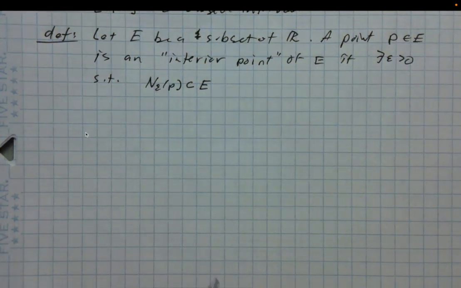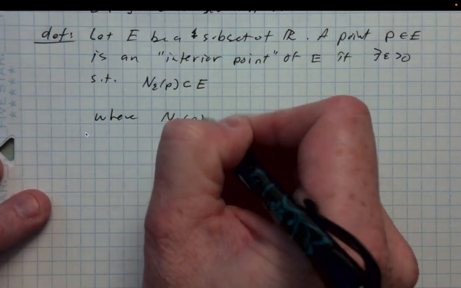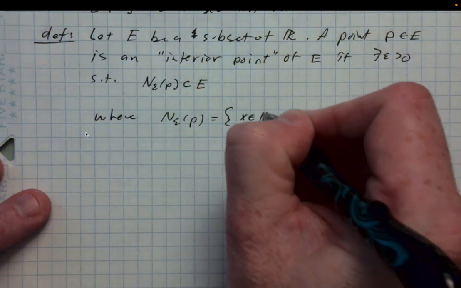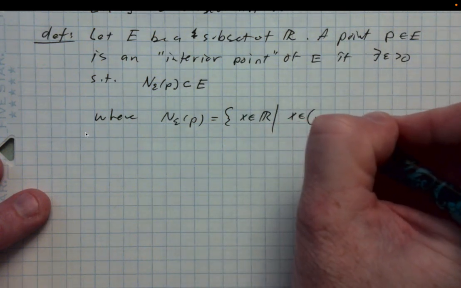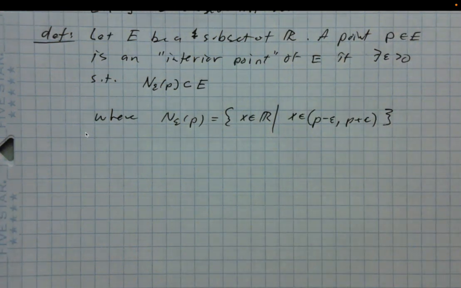Now remember what these epsilon neighborhoods are. Let's recall that in case we can't remember. An epsilon neighborhood of p is just all of the real numbers x such that x is inside of (p − ε, p + ε). So here we are talking about an interval. An epsilon neighborhood is basically an arbitrarily small interval surrounding a number. And so an interior point is a point where it's possible to create an interval about the point such that you stay within the set E.